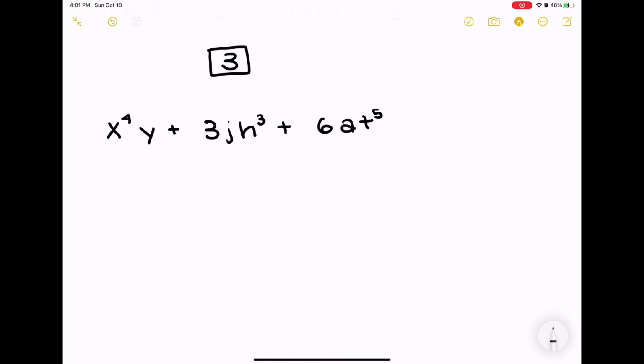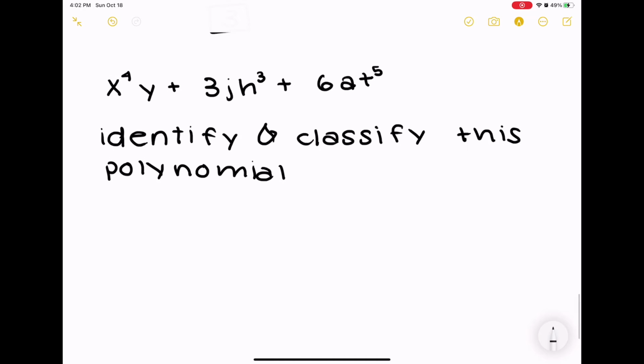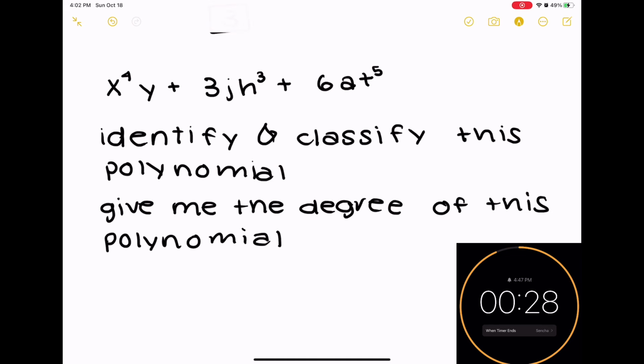Now let's do x to the 4th y plus 3 y h cubed plus 6 a t to the 5th. Now, this is a problem you are going to do by yourselves, and I want you to identify and classify what kind of polynomial this is, binomial, monomial, or trinomial, and give me the degree of the polynomial. You have 30 seconds.